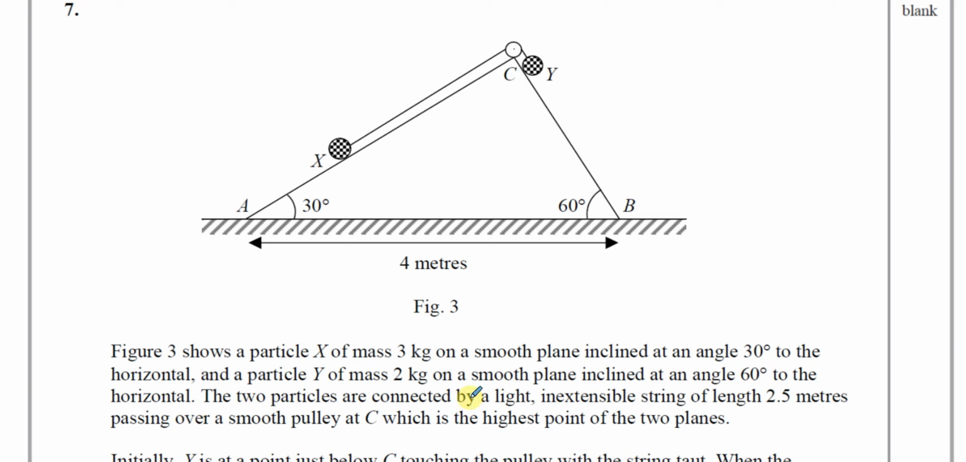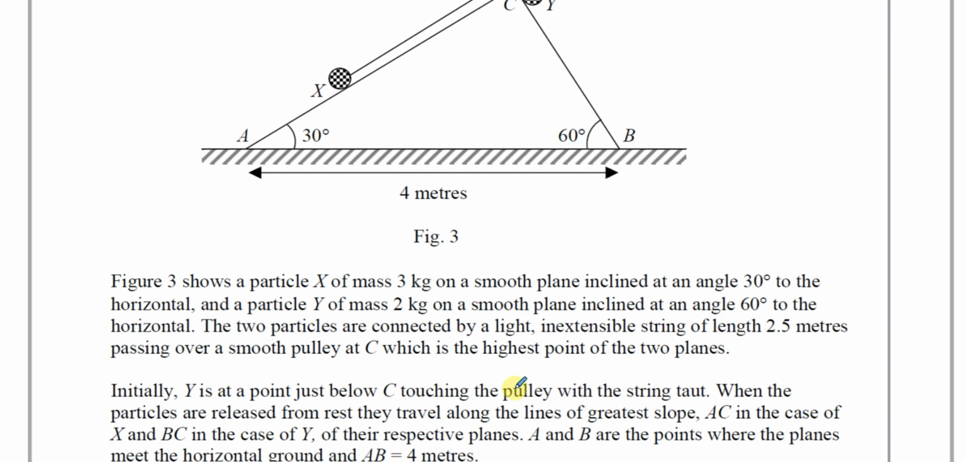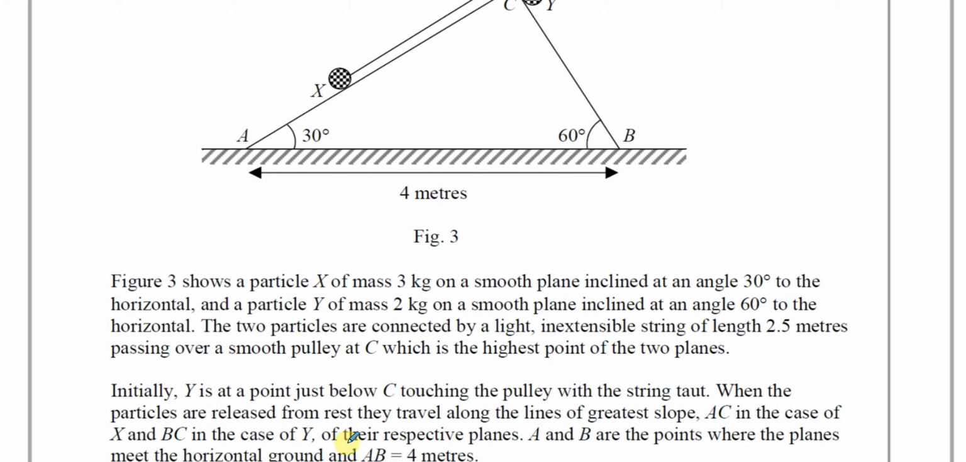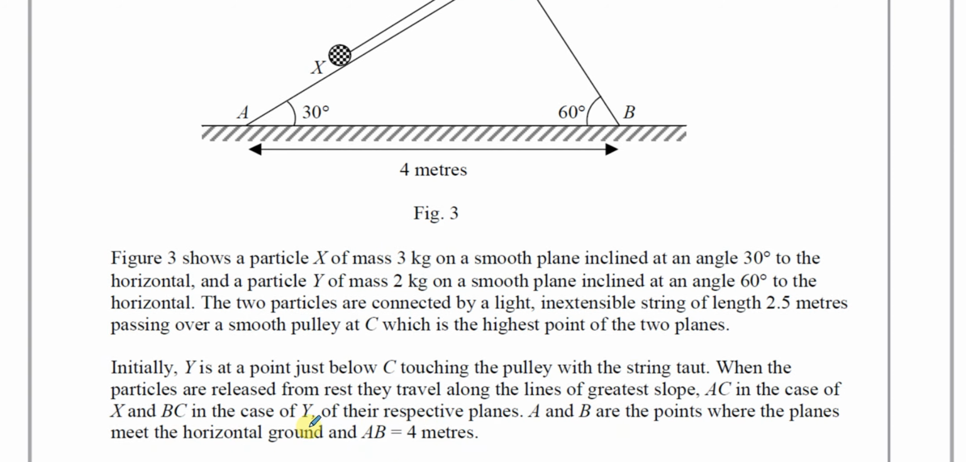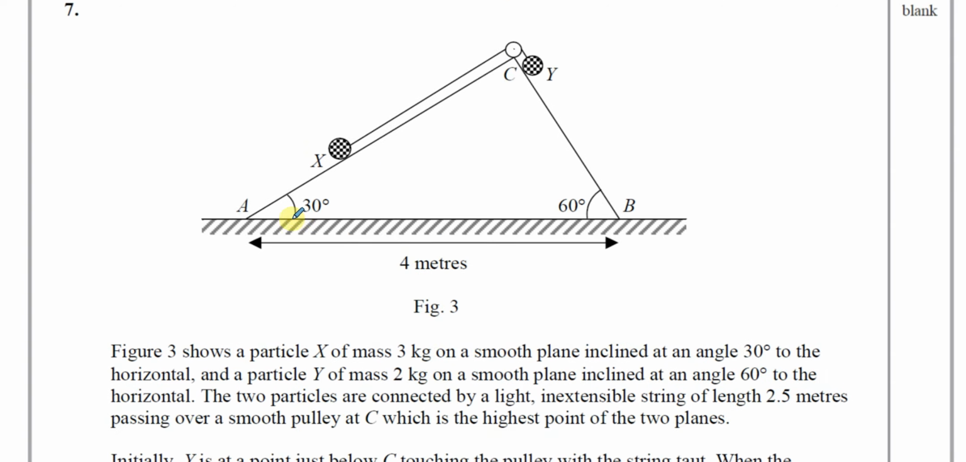The two particles are connected by a light inextensible string of length 2.5 meters, passing over a smooth pulley at C, which is the highest point of the two planes. Initially, Y is at a point just below C, touching the pulley with the string taut. When the particles are released from rest, they travel along the lines of greatest slope, AC in the case of X and BC in the case of Y, of the respective planes. A and B are the points where the planes meet the horizontal ground, and AB equals 4 meters.